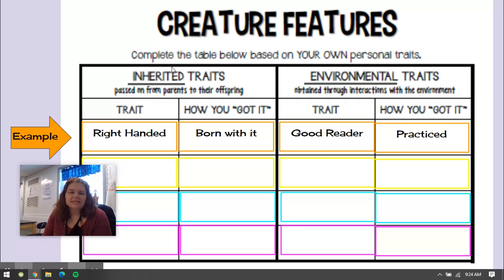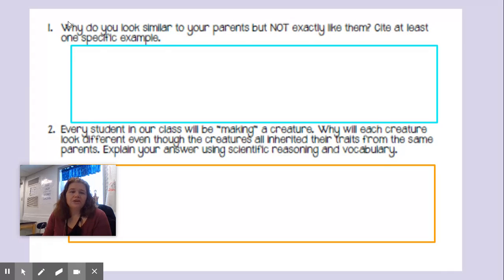So that's the difference between inherited traits and environmental traits. Some you're born with, some you gain from doing certain things, buying them, practicing, or just picking them up. So then I want you to think about why do you look similar to your parents but not exactly like them? And cite one specific example.